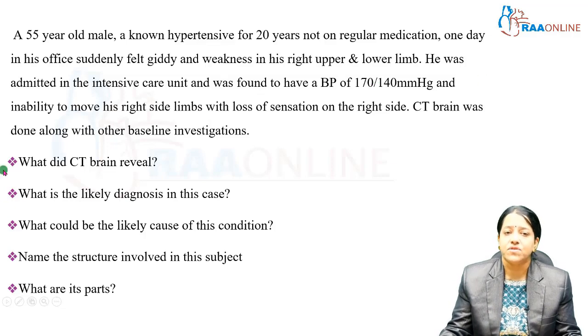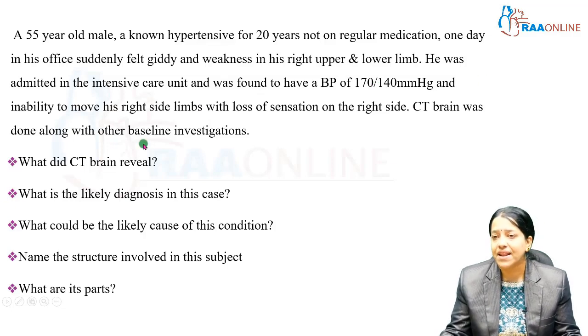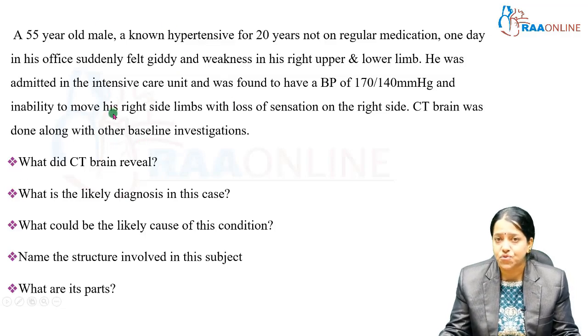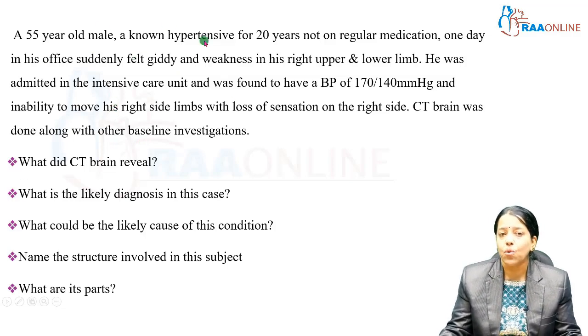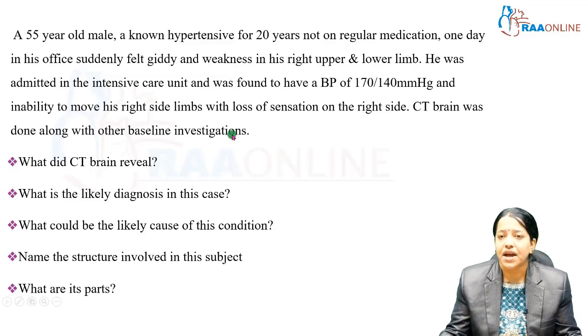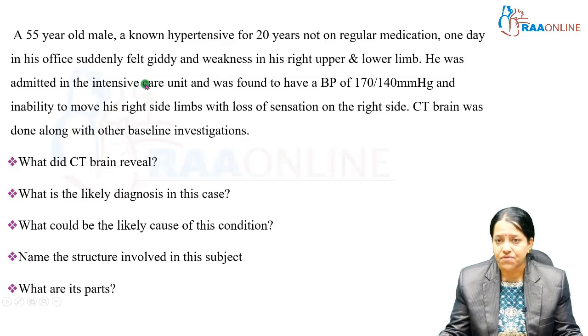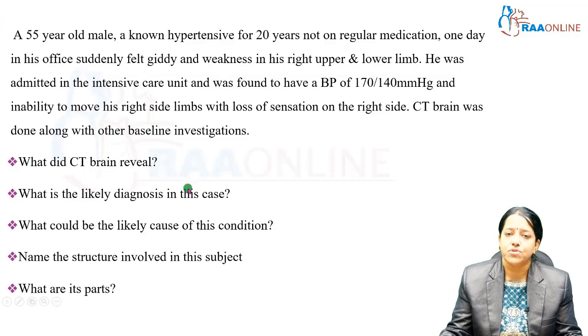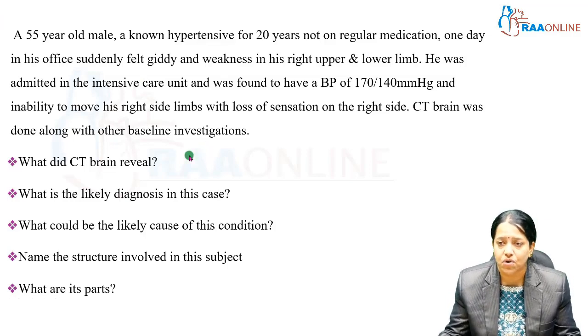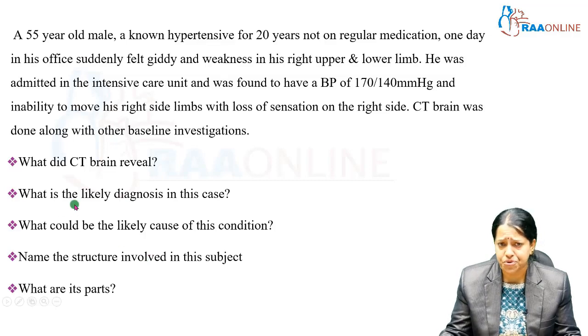The CT brain was done along with other baseline investigations. So he actually presented with something like a stroke. He's a known hypertensive for 20 years, and he suddenly felt giddy and weakness. His BP was high. He was rushed to the hospital because with stroke we have to take the patient as fast as possible to the hospital and the stroke unit.